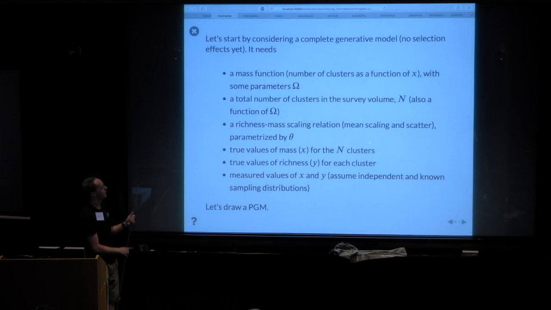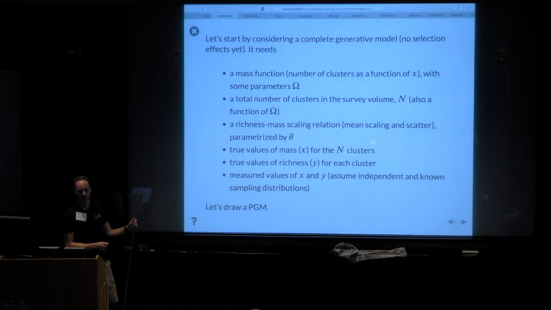So what else do we need? Sorry, total number will be capital N. A richness mass scaling relation, meaning slope, intercept, intrinsic scatter. We will just call those things theta. True values of mass for every cluster x, true values of richness for every cluster y, and data, so measured values of x and measured values of y for every cluster. So far, we're assuming that we have all of that.